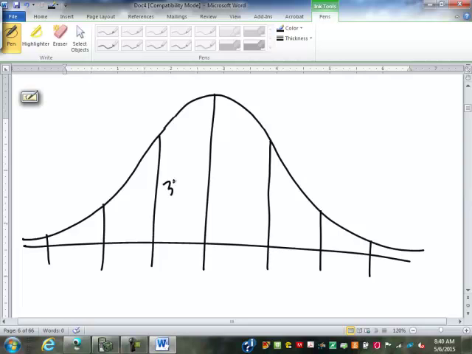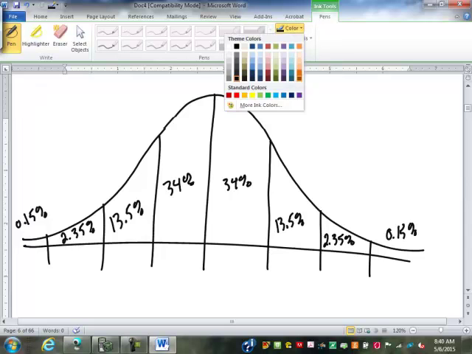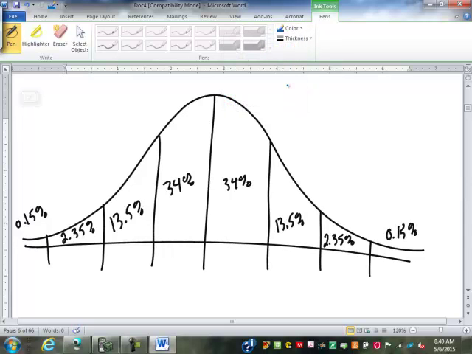So the percents are going to stay the same. 34% here, 13.5%, 2.35%, 0.15%. What's going to change is the numbers along the bottom. Now, right now, we haven't said anything about what we're looking at yet.